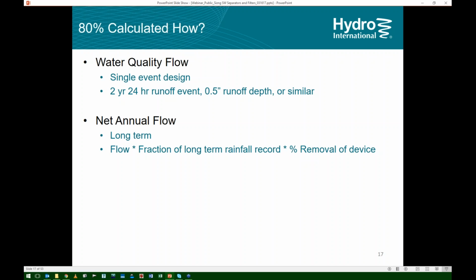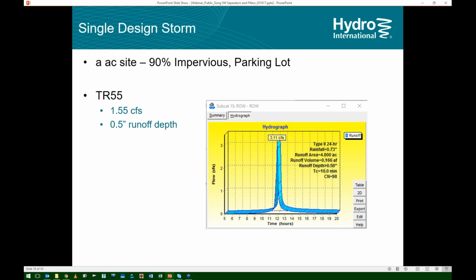And the other calculation is known as the net annual, or it could be called a continuous runoff model. It's a long-term calculation. It takes historic rainfall data, separates it out into different intensities, calculates flow rates for each intensity, multiplies by the removal efficiency of the device for each of those different flow rates, and sums it all up. You end up with a calculation. I'll show you the table in a minute.